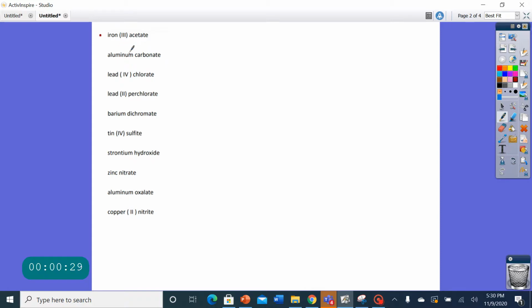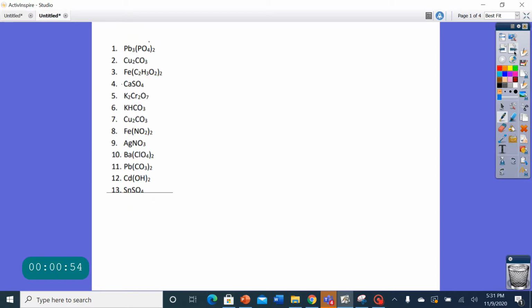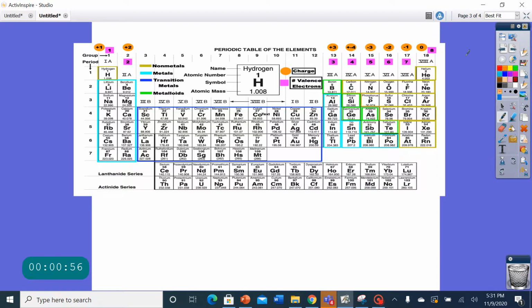It reads iron 3 acetate. So the very first thing I want to do is cut it in half where I have my cation and my anion. I'm going to cut it off here, and my positive ion is going to be the iron 3 and my negative ion is going to be acetate. First, I've got to figure out what the symbol for iron is. If you look at your periodic table and search for iron, you know that the symbol is Fe.